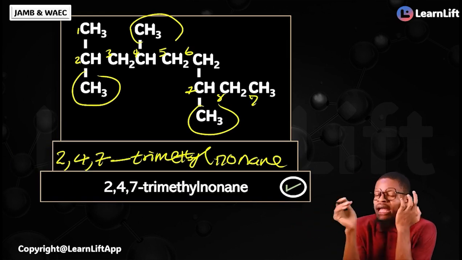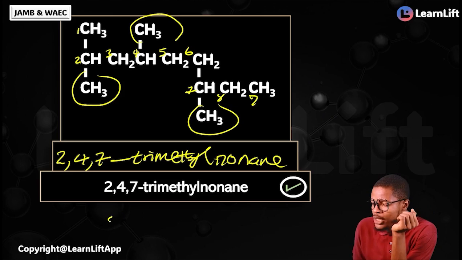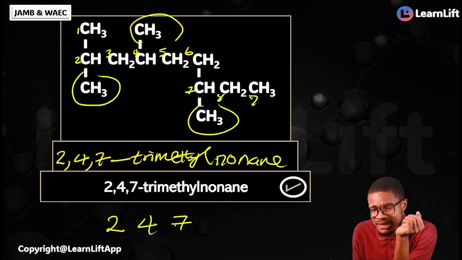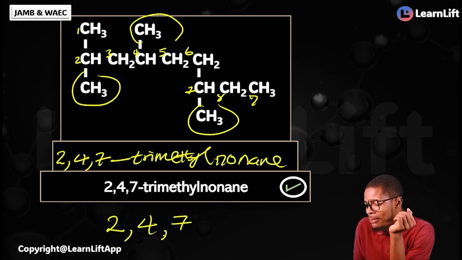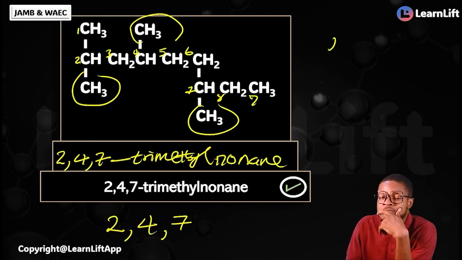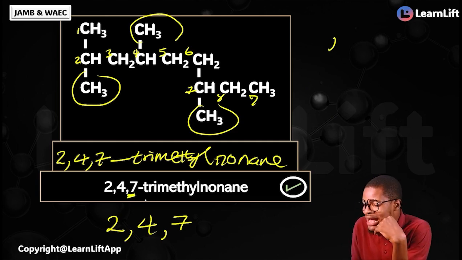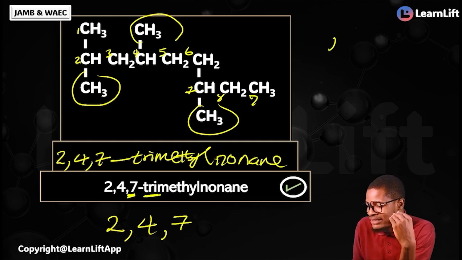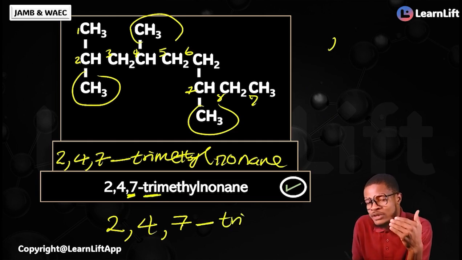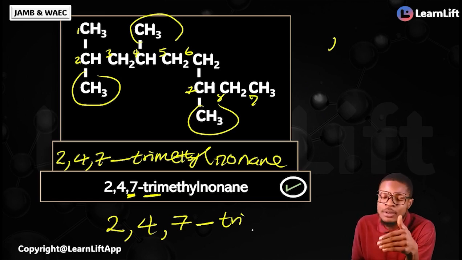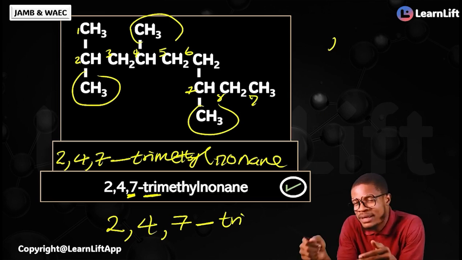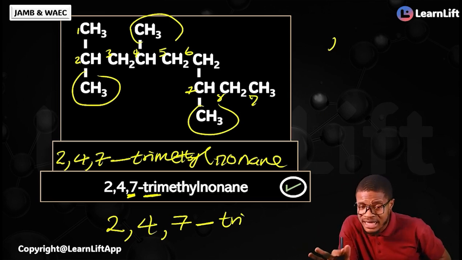Does it make sense? And if you watch, there is something lovely I'm doing. Between number and number, like 2, 4, 7, I did not just write 2, 4, 7 like that. Between number and number, there is a comma. But between number and alphabet, there is a hyphen. Between number and alphabet, what will there be? Hyphen. Between number and number, there will be a comma. Don't forget, that's a very cardinal rule.